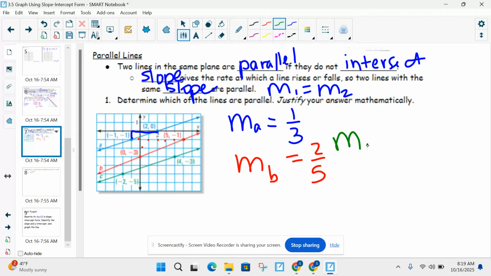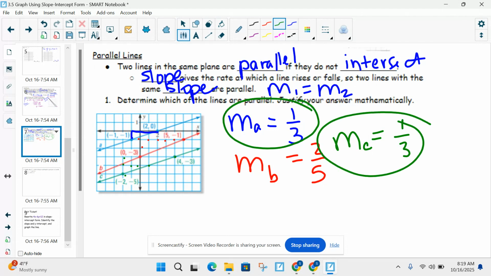Let's try the slope of line C. You're going up 1 over 1, 2, 3. So since that's 1/3, or if you go up 2 over 6, 2/6 is 1/3, that means that line C and line A are parallel, so we can say line A is parallel to line C.